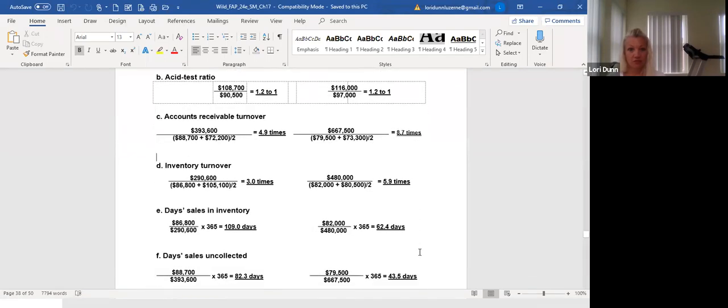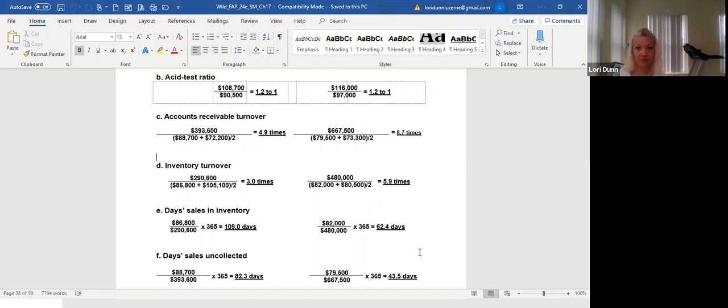Then I'm going to just go down to F. We'll come back up to D and E because F kind of goes with C. Days sales uncollected. Now let's see how many days on average it usually takes Fargo to collect their money. We find that by taking accounts receivables at the end of the year, divided by sales for the year, and then multiplying that by 365.